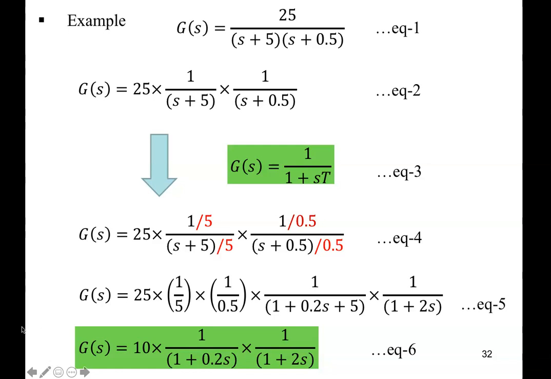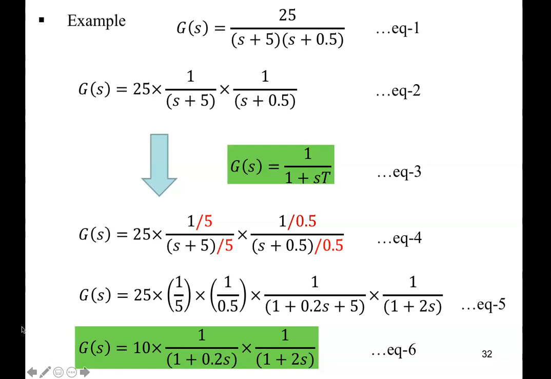You only deal with the second order system in its original format if you can't separate it into two first order systems. That means your damping is between 0 and 1, and in this case you have complex poles and you can't separate them.